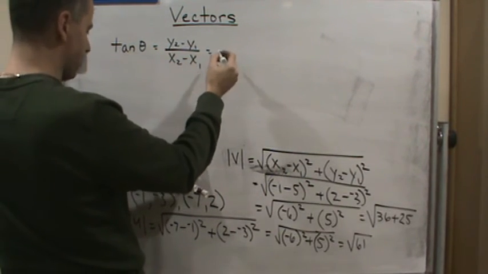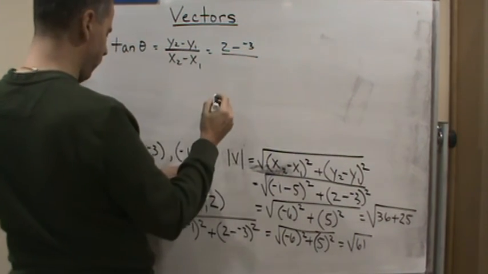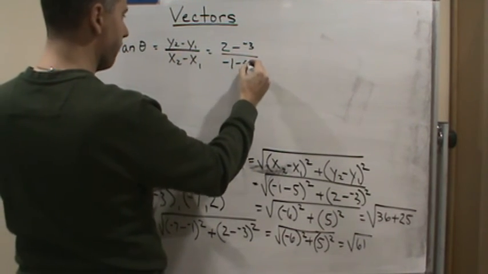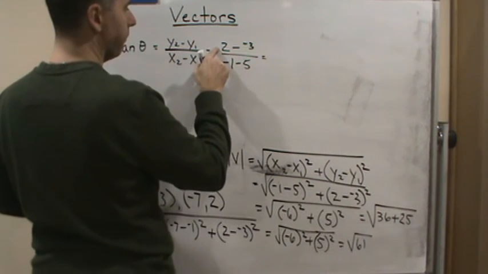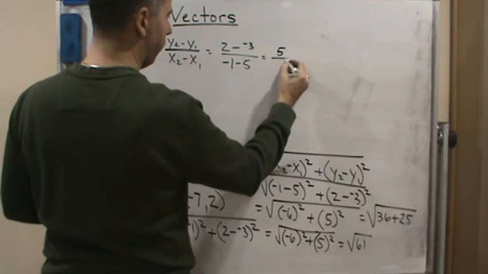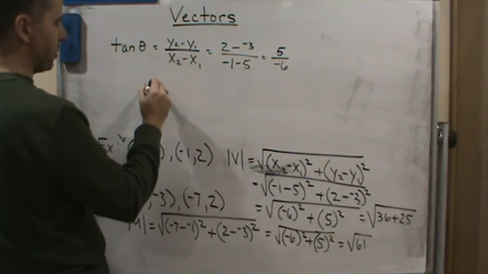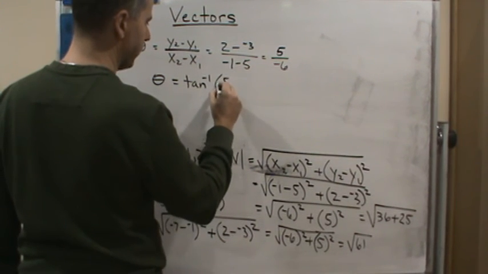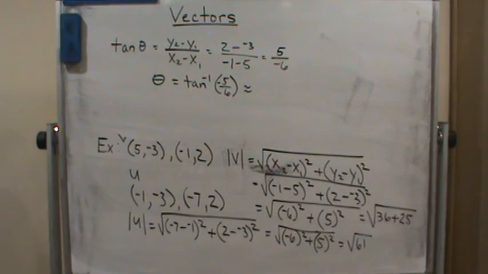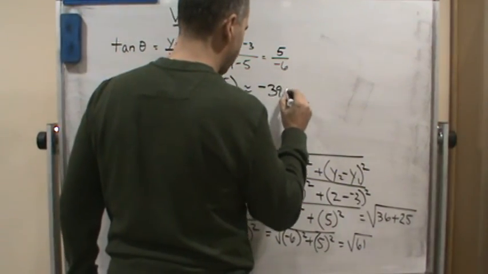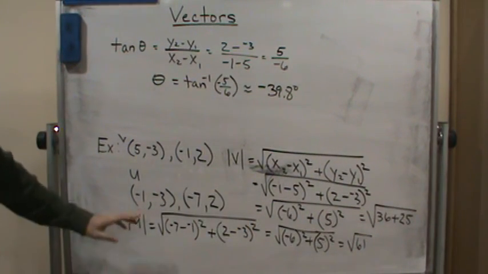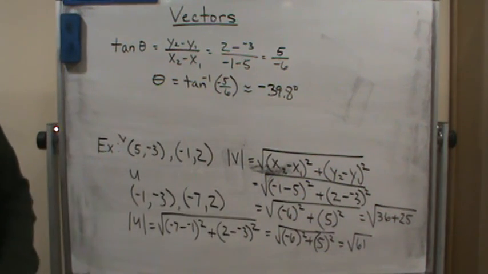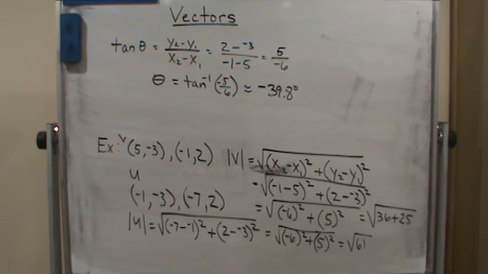So again, I'm going to do the same thing. So it's going to be 2 minus a negative 3 over negative 1 minus 5, which gives me what? This is going to give me 5 over a negative 6. And so this is where I'm going to take the inverse tangent of both sides, and I get theta is equal to tangent inverse of negative 5/6. And that's going to give me, when I use my calculator, negative 39.8. So approximately negative 39.8. And if you do the same thing for u, you're going to get the same thing. And so therefore, it's the same vector. Or the two vectors are equal.